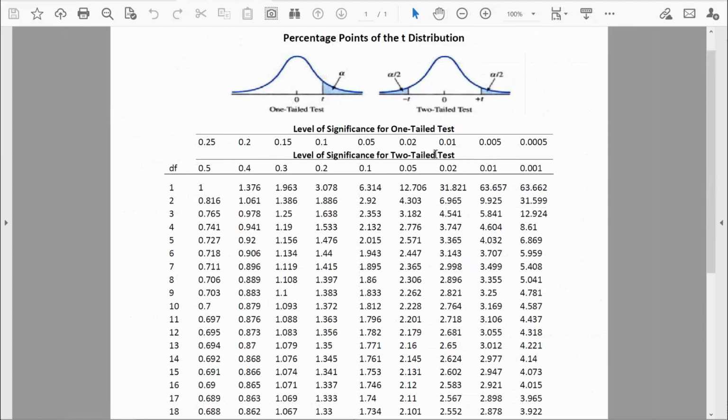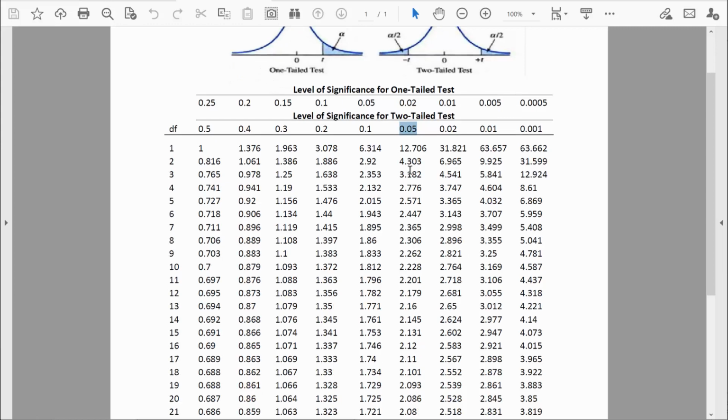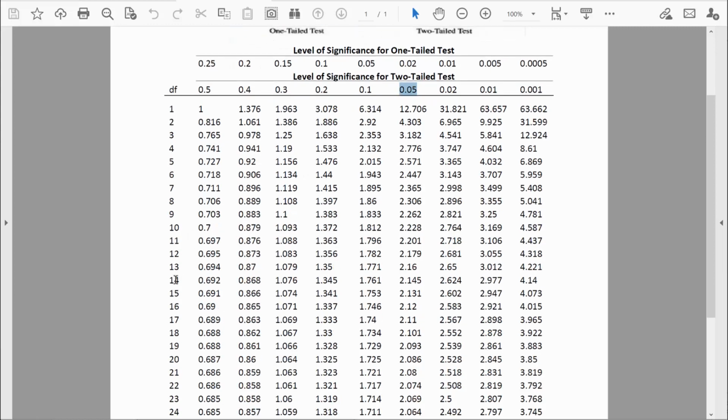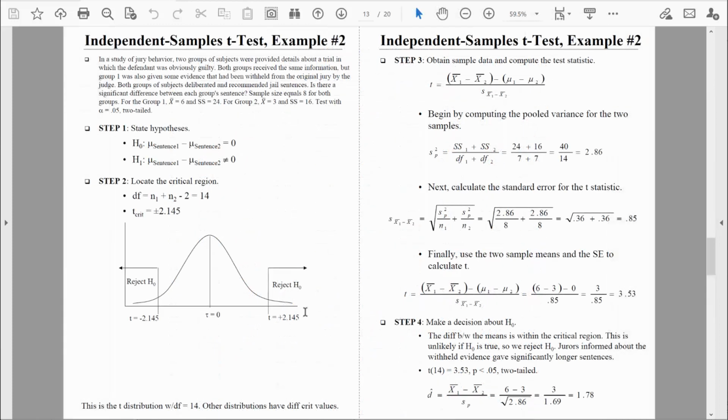In this particular example, we're asked to do a 2-tailed test with an alpha of 0.05. So this is the column that we're interested in. And we're going to look up 14 degrees of freedom. Here's the row for 14 degrees of freedom. If we come across this row, once we reach the 0.05 2-tailed column, we find that we will have critical values at positive and negative 2.145. Positive and negative 2.145.